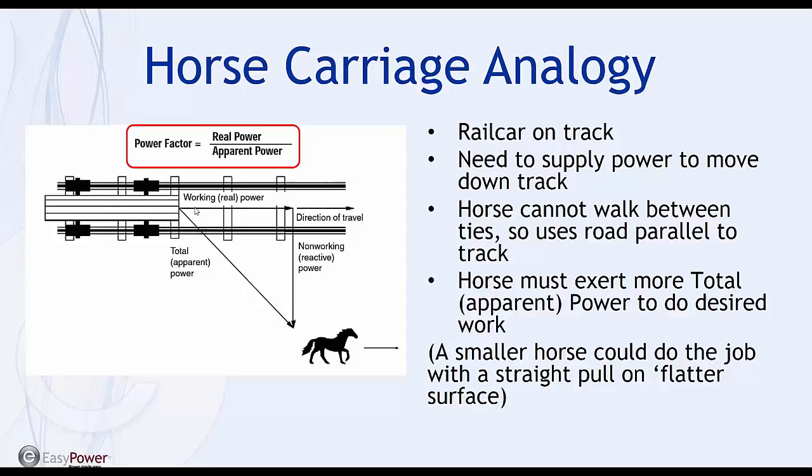And then what the horse has to supply, or in this analogy what the utility has to supply, is this apparent power at an angle. Consequently, it takes a bigger horse to move this railroad car than if we had the ability to reduce this angle, and in effect we would be able to use a smaller horse to do the job if we were able to just pull straight on a flatter surface. As cute as that analogy is, the correlation ends right at that point. But the bottom line is power factor is defined as the ratio of real power to apparent power.